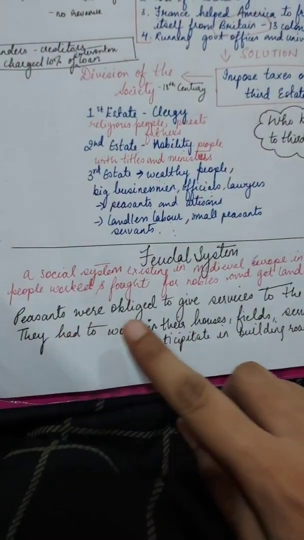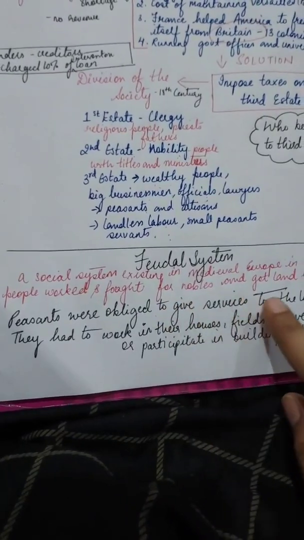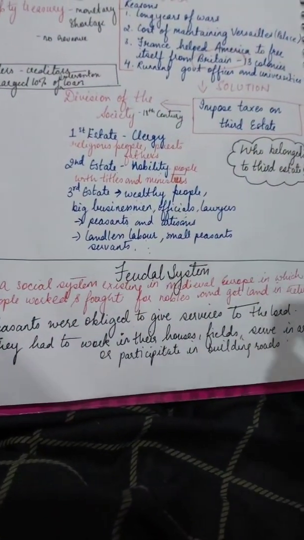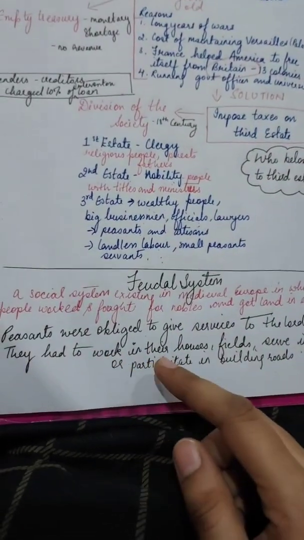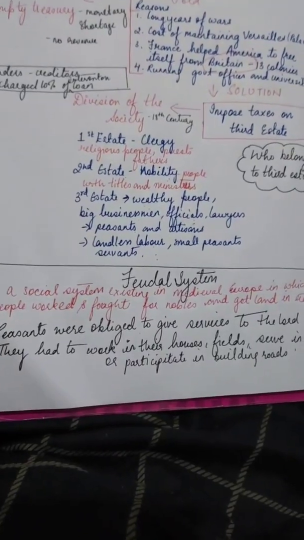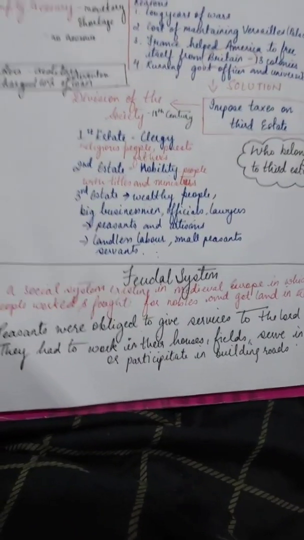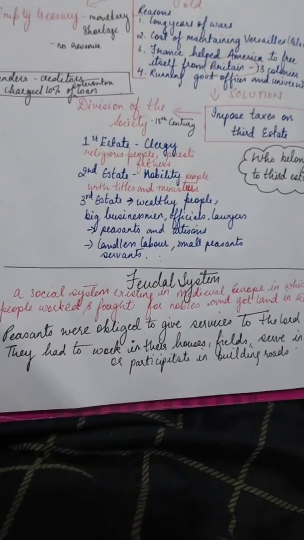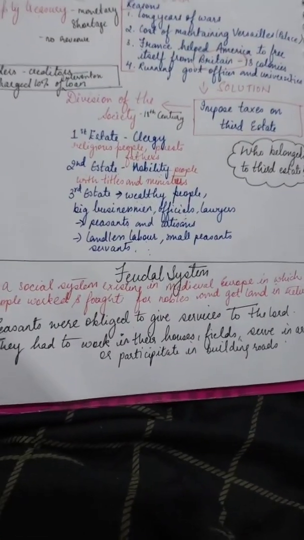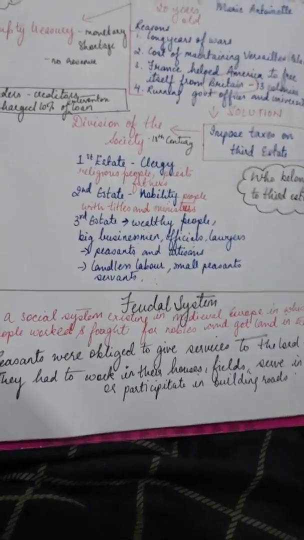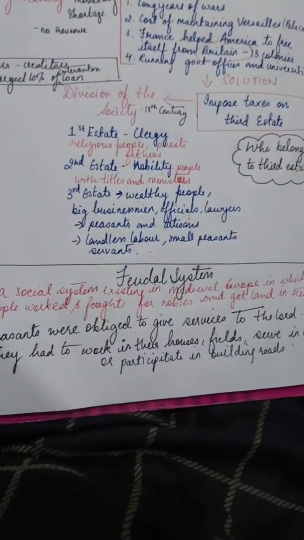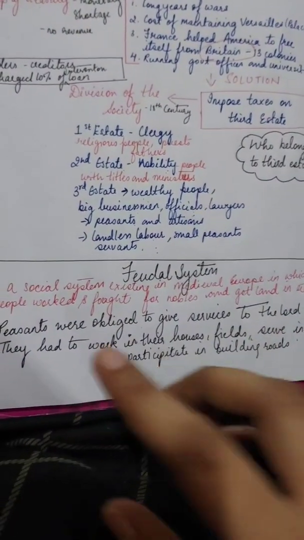See, peasants were obliged, they were forced, to give services to the lords, the owners of the church and the ministers. They had to work in their houses and fields, they had to serve them like servants, and also they had to take active participation in the construction of roads. Sometimes they were also sent to fight wars. So these privileges were enjoyed by whom? People of the first estate and the second estate. And these privileges come under which heading? That is known as what?